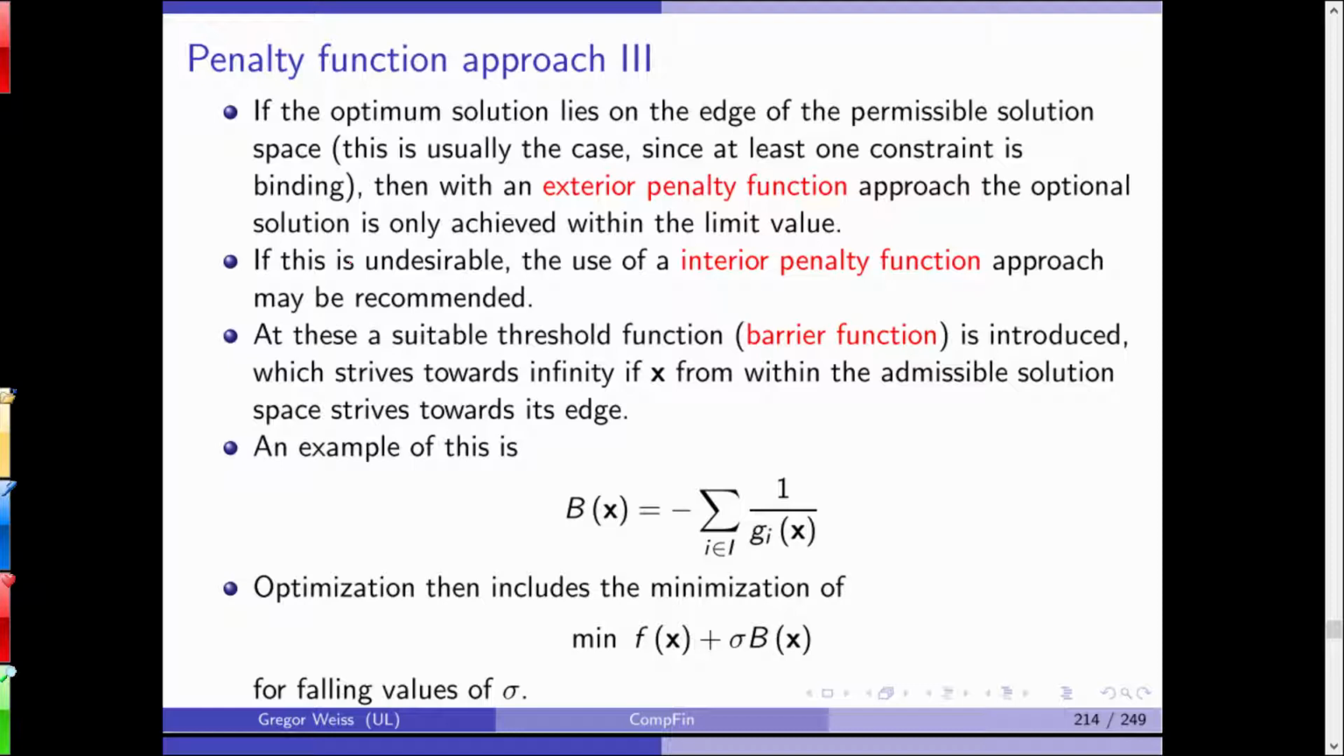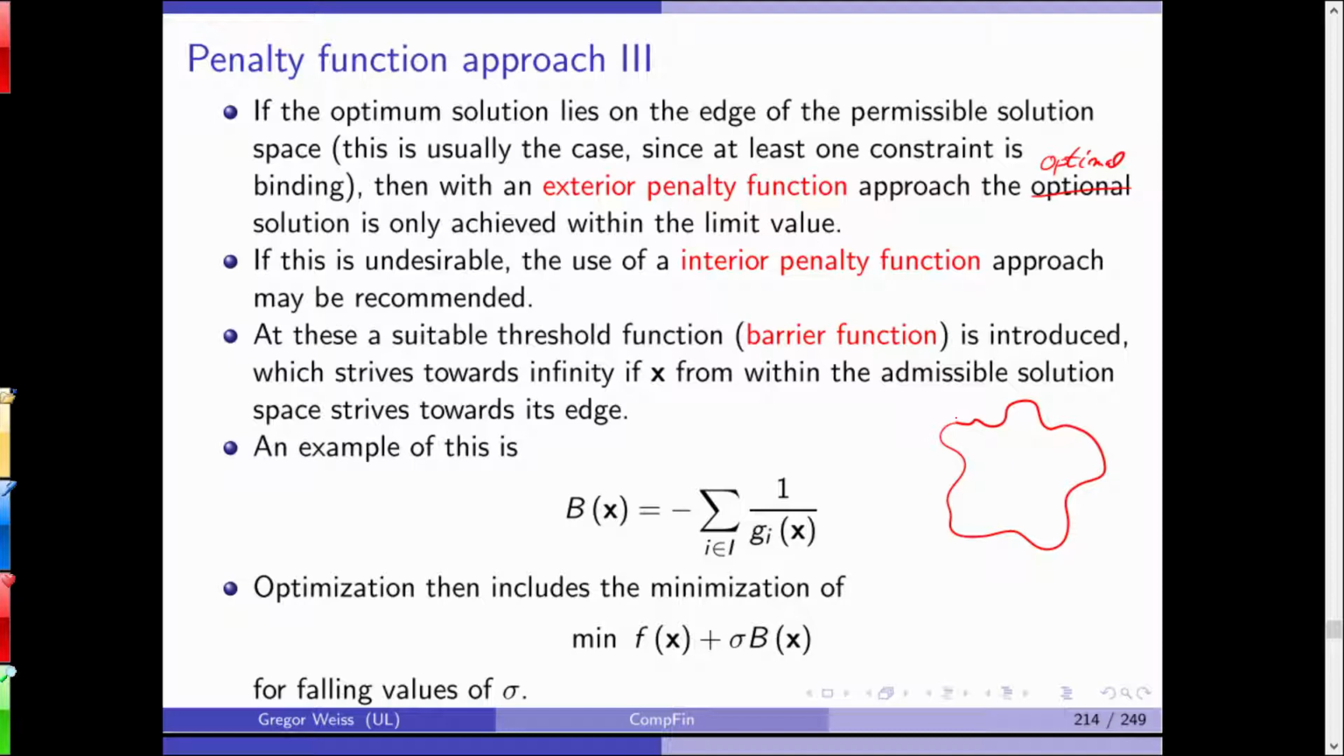Yeah? Now, if the solution lies on the edge of the permissible solution space, then with an exterior penalty function approach, the optimal solution is only achieved within the limit value. This is a bad translation. And if this is undesirable, the use of an interior penalty function approach may be recommended. And we will later on see how this works. Or actually, you can already imagine what an interior and an exterior penalty approach is.